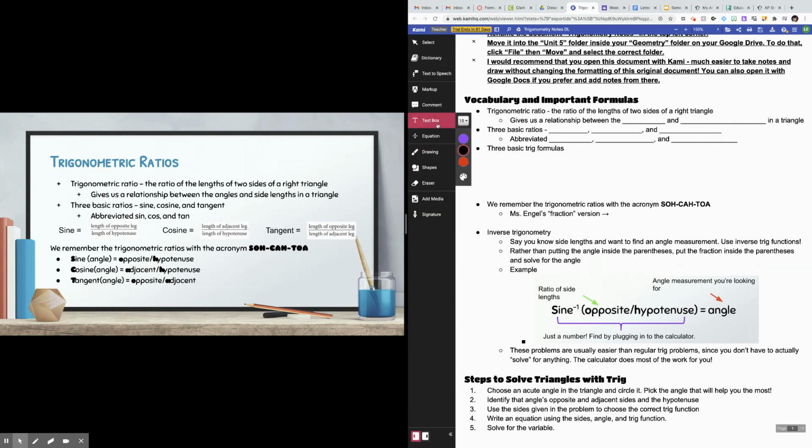As always, the notes that I normally would give you in class are on the left side of the screen, and your student notes are on the right side of the screen. Okay, so let's talk about trig.